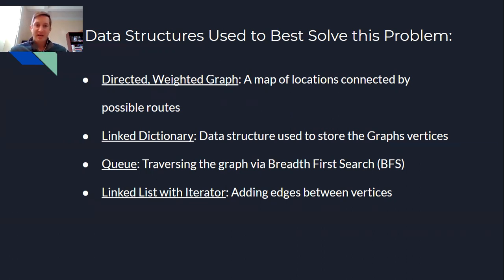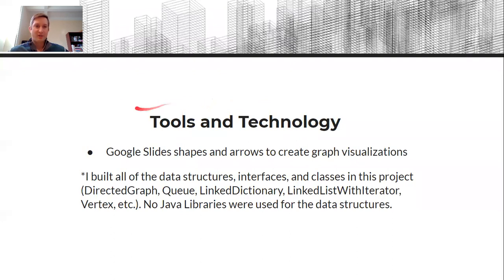I also use a linked dictionary. This data structure is used within the graph class, which implements it, and the dictionary is used to store the different vertices in the graph. Then we use a queue as well, for traversing the graph via our breadth first search. When you're exploring all the different locations that are possible options for your trip, it uses the queue to do that traversal. And I also use a linked list with iterator, which is used for adding the edges between the vertices in the graph.